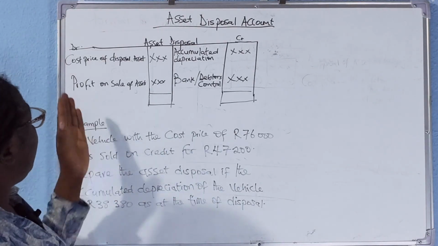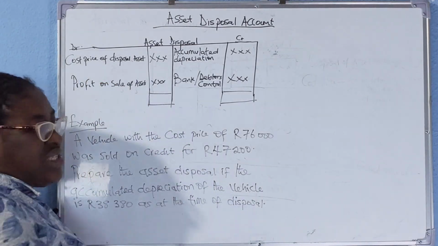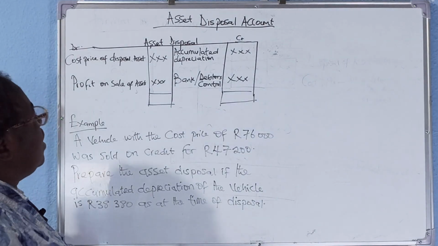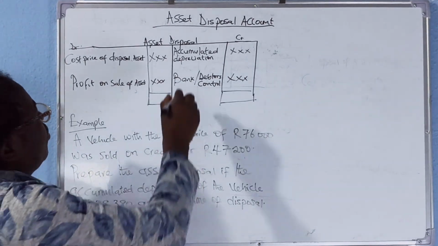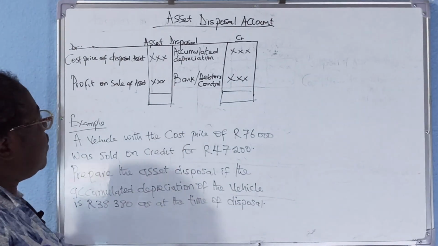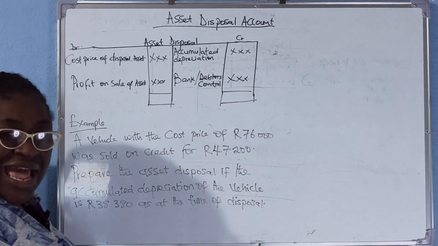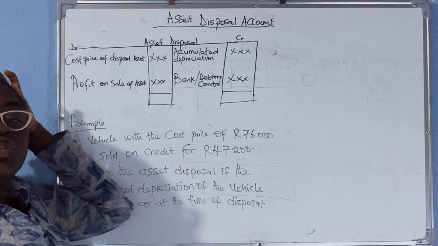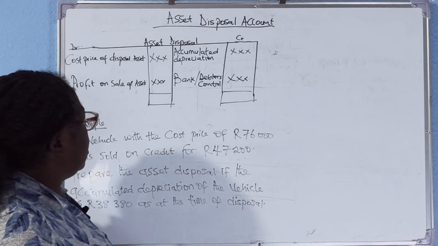On the debit side, we are going to have the cost price of the disposed asset. The cost price of the disposed asset will be recorded at the debit side. And then at the credit side, we have the accumulated depreciation of the disposed asset as at the time of disposal.